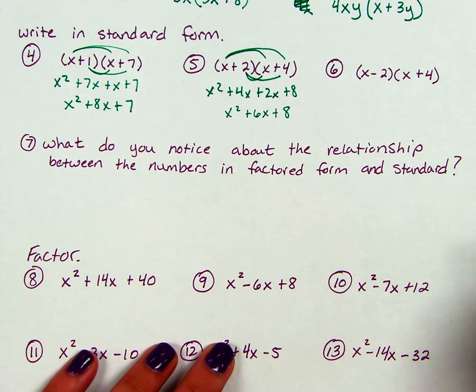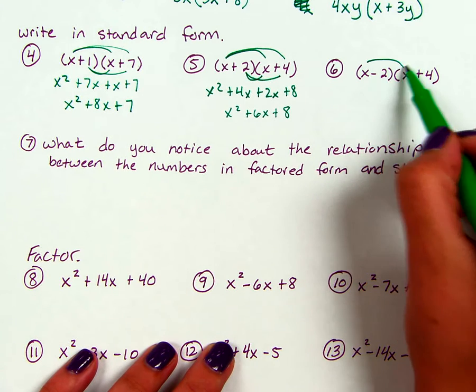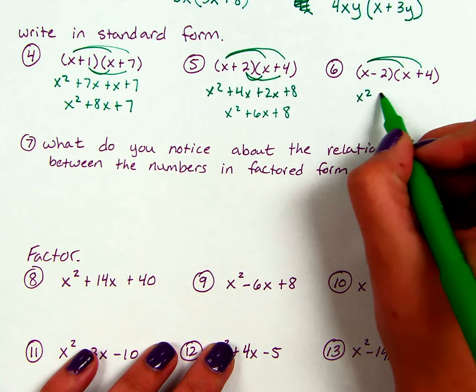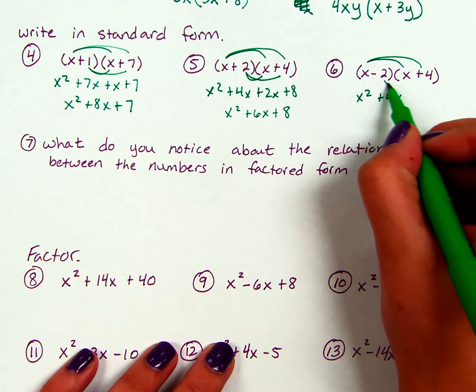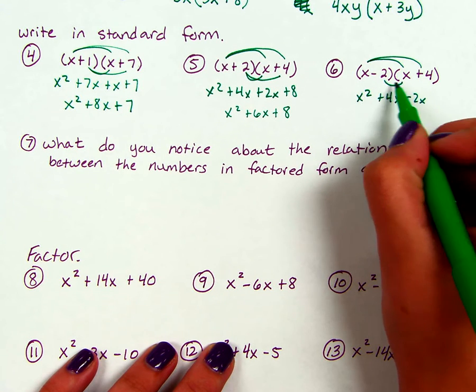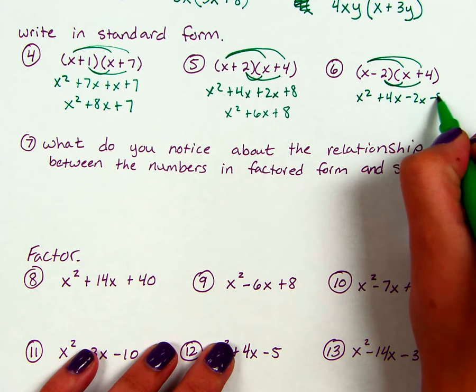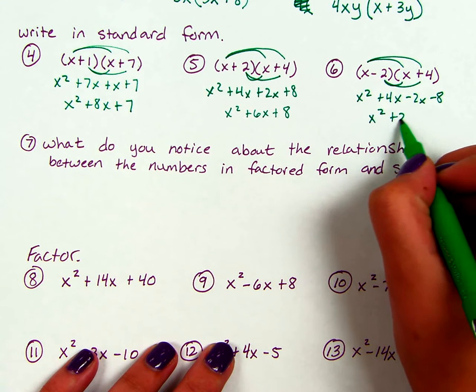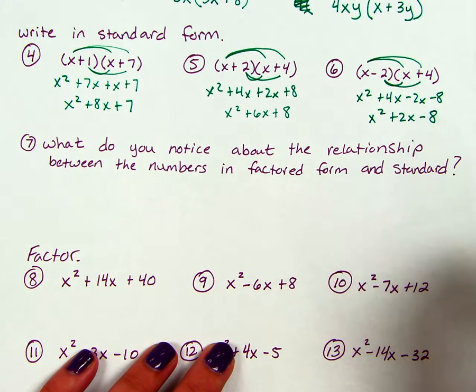And the last one, so again, x times x is x squared, x times 4 is 4x, negative 2 times x is negative 2x, and negative 2 times 4 is negative 8. So combining, we would have x squared plus 2x minus 8.